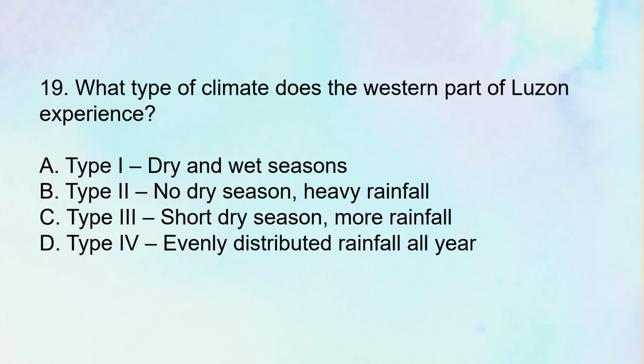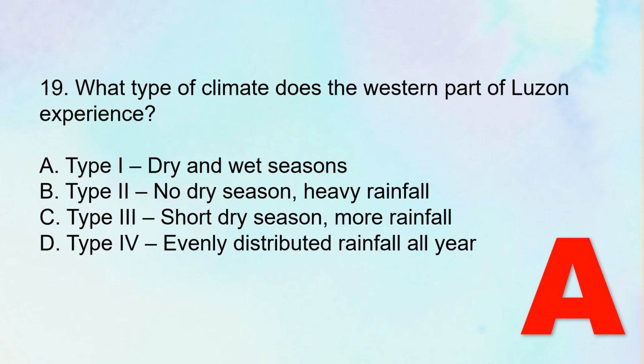Number 19. What type of climate does the western part of Luzon experience? Letter A, type 1, dry and wet seasons. Letter B, type 2, no dry season, heavy rainfall. Letter C, type 3, short dry season, more rainfall. Or letter D, type 4, evenly distributed rainfall all year. The best answer is letter A, type 1, dry and wet season.